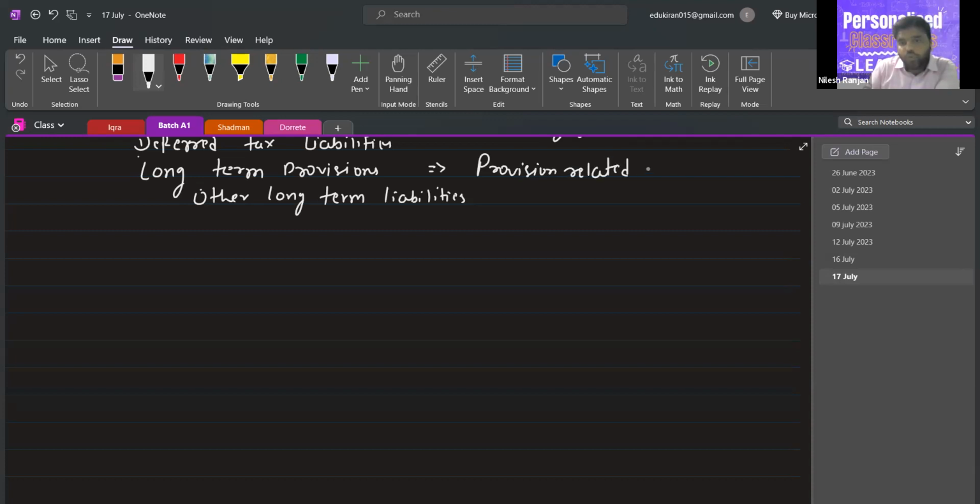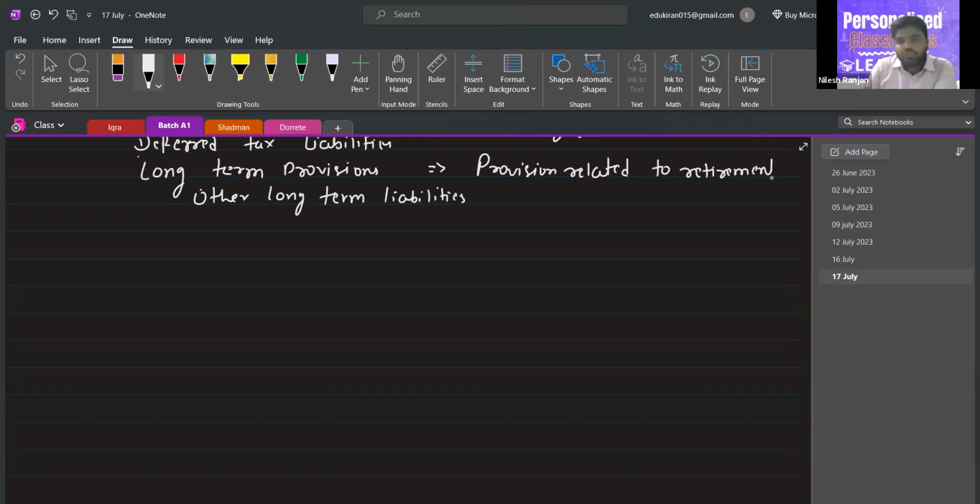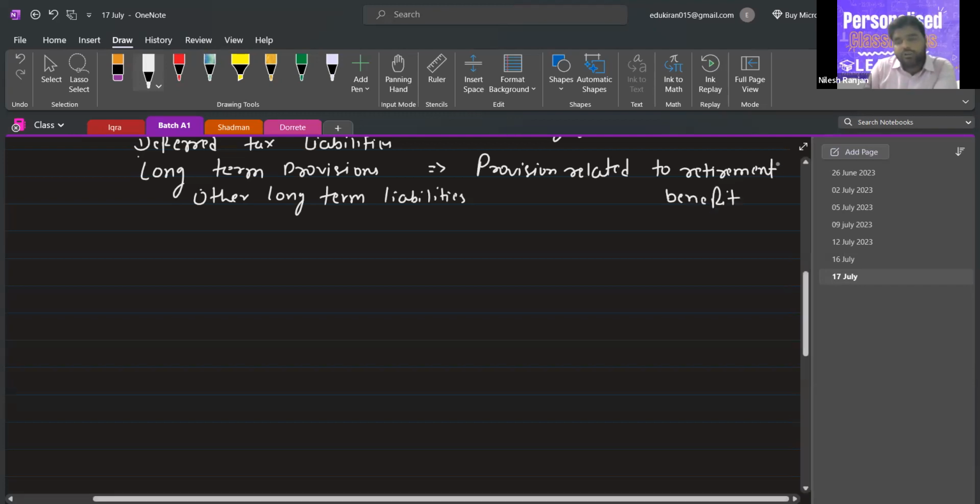Now, provision related to retirement benefits of employees. When an employee retires from our company, then we have to pay a certain amount to them as a retirement benefit. Okay, sir. So retirement benefit is generally long-term in nature because it will generally be paid after the employee retires at 60. So if he works 20 years in the company, then it will be payable after 20 years. So it is long-term.